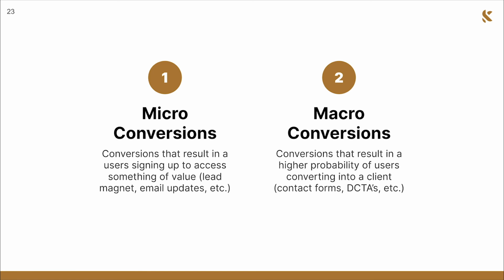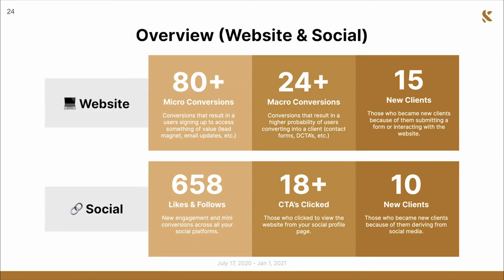But these are the two best ways, I'm telling you, to track conversions, of course, along with new customers and upsells. So here's a basic report that we go over, and you'll see that these things are pretty simple to track and understand. For the website, we've got micro, macro, and then new clients. Social, we've got the likes and follows. We've got the CTAs, which are actually on the social pages themselves. Whenever you go to a Facebook page, it's like contact us now, or visit the website, or whatever the case is. And then new clients.